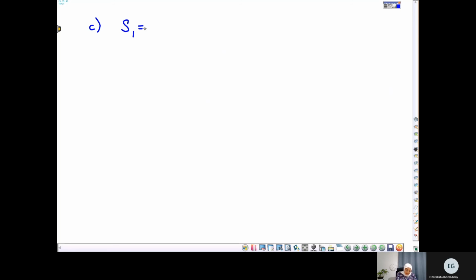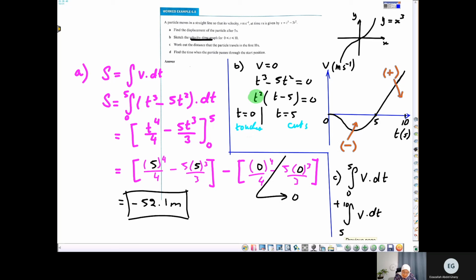I'll name it S1, the integral of v dt from 0 to 5. And let's go. S1 equals the integral of, open brackets, what was the formula? t cubed minus 5t squared. We did it before. It's t to the power 4 over 4 minus 5t cubed over 3. And we already did the integration from 0 to 5, so don't repeat it. From 0 to 5 is already done, negative 52.1 meters.